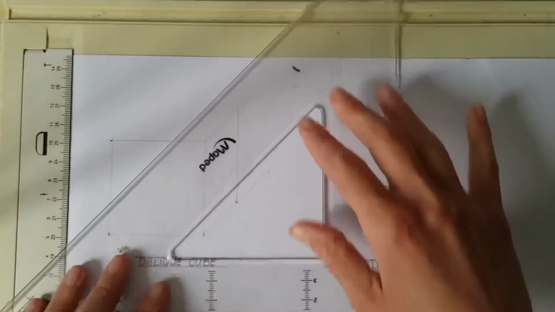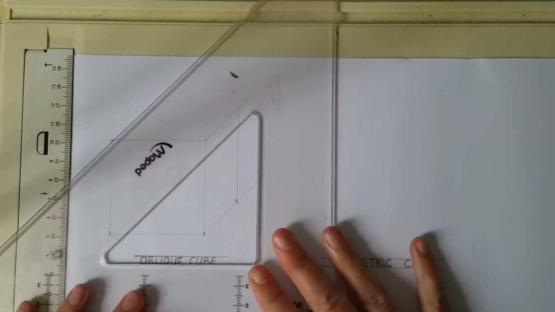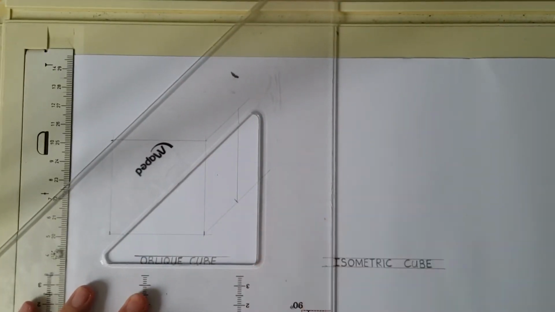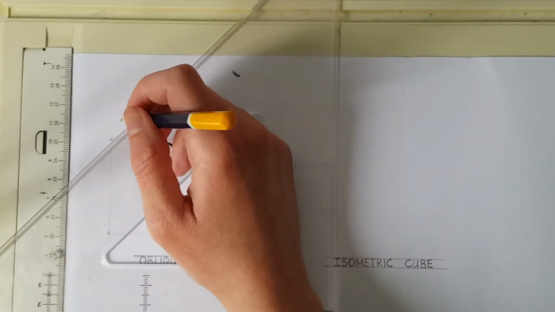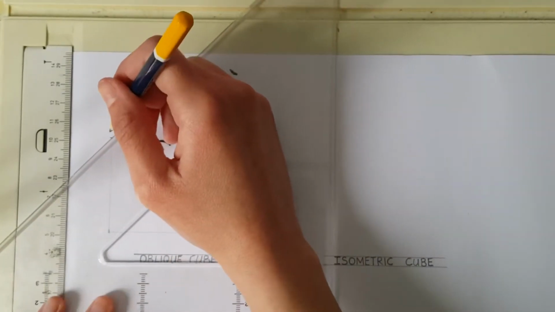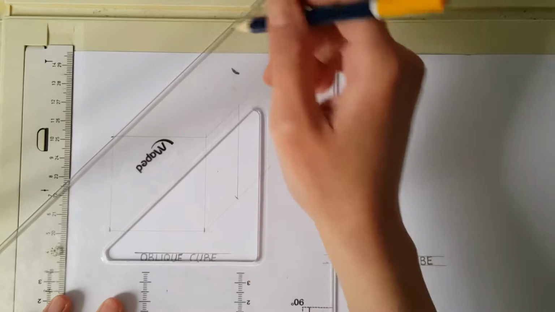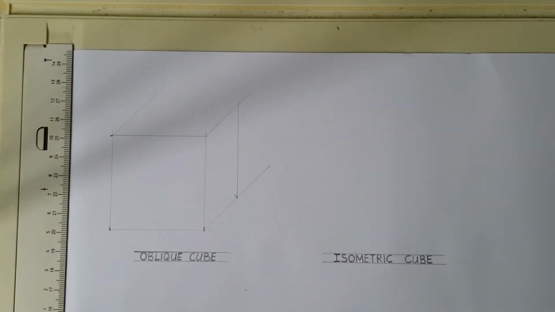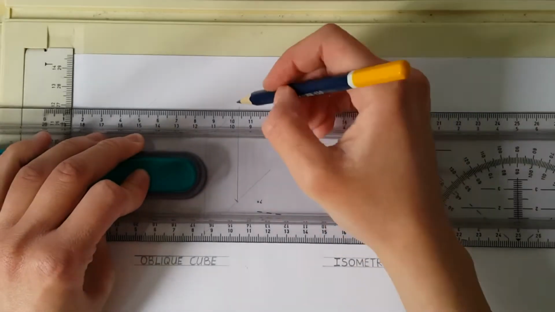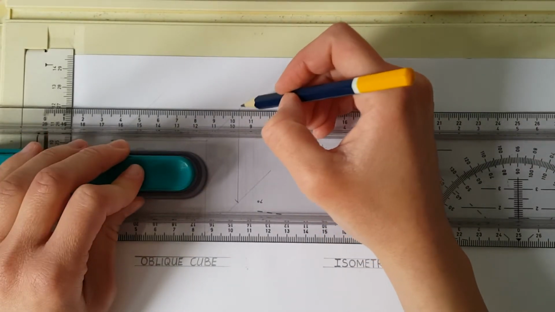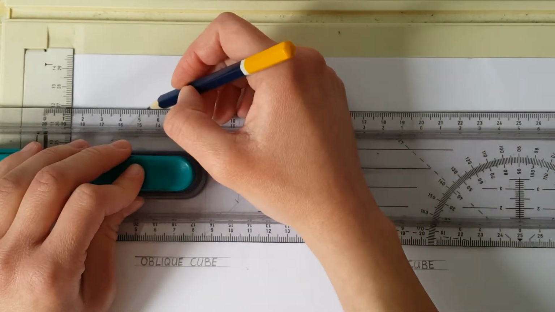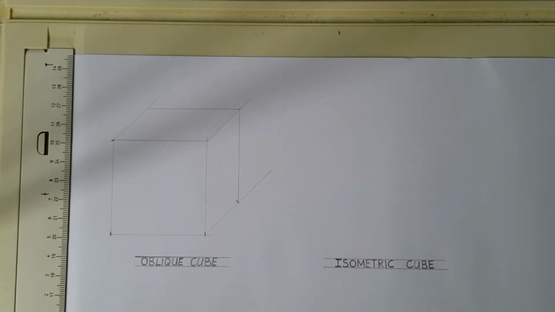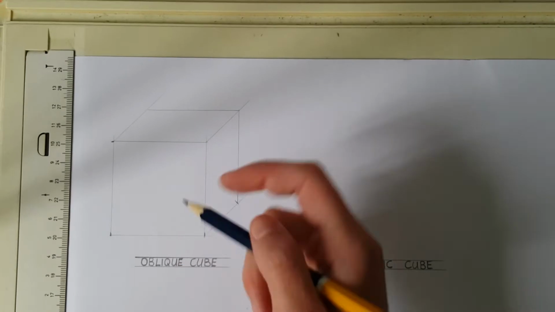Let's draw the last 45-degree line. And then draw the last horizontal line with our T-square. Now here we have a cube, an oblique cube, which is only constructed with construction lines.